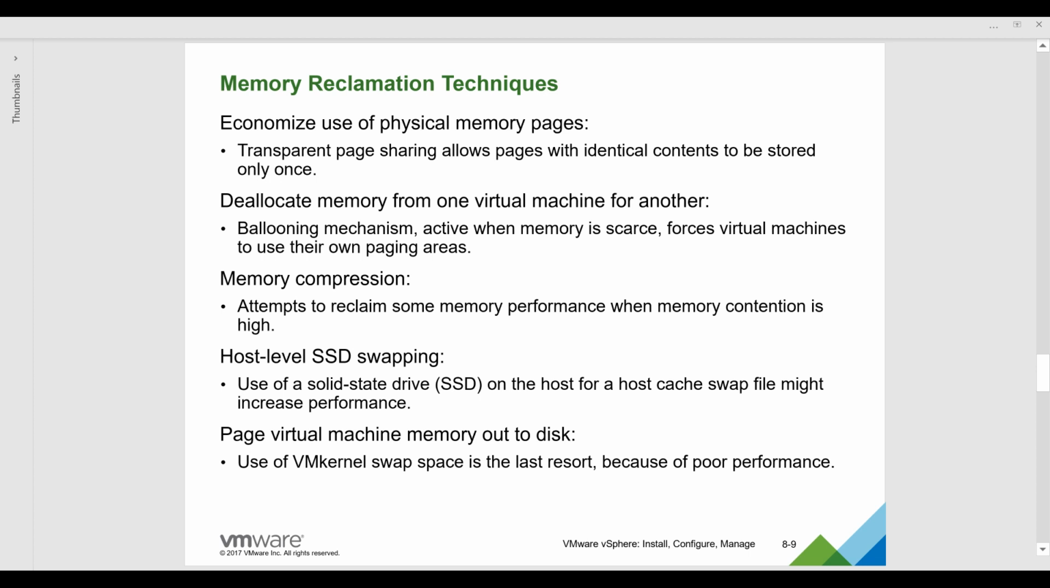Another way is we can deallocate memory from one machine to another. This is referred to as the ballooning mechanism. What happens when memory gets really scarce, it tells virtual machines to use their own paging areas. And you have to have VMware Tools installed. It'll actually go into the OS and start reclaiming memory from that virtual machine. Another feature is memory compression, and this will attempt to gain some memory. When it's high, it'll start compressing memory. And we can also do host level SSD swapping.